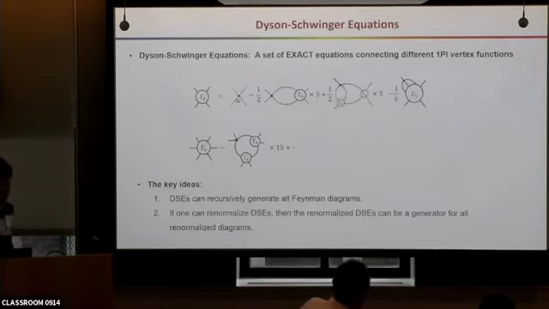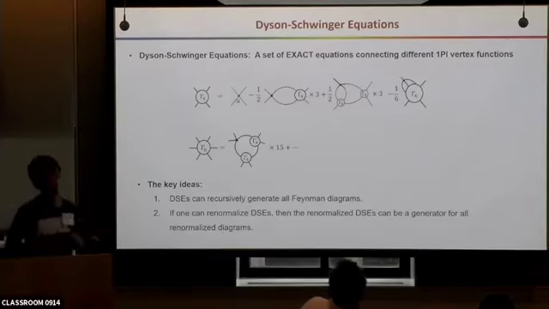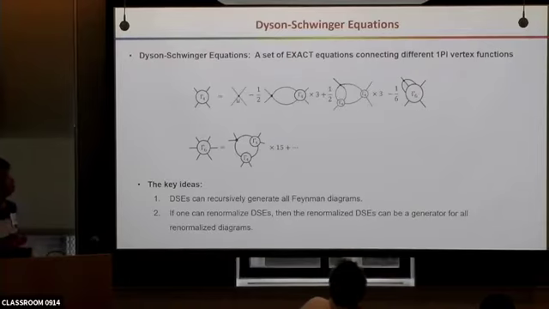So basically, what I want to explain here is that it's possible to construct a renormalized diagram with the Dyson-Schwinger equation. So the idea: the Dyson-Schwinger equation is a set of exact equations connecting different one-particle irreducible vertex functions. For example, this equation connects the 4-point vertex with the bare coupling, the 4-point vertex itself, and the 6-point vertex. And there will be another equation connecting the 6-point vertex to the 8-point vertex, and another connecting gamma 8 with gamma 10, and so on.